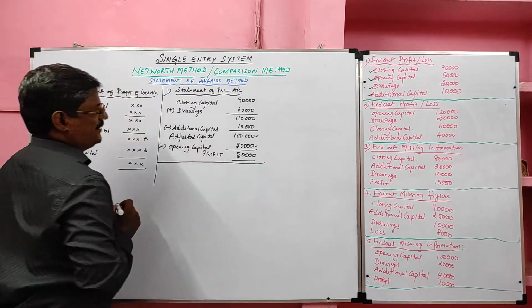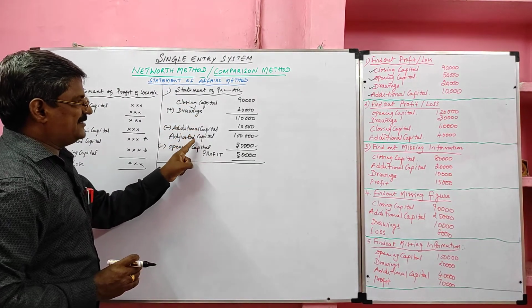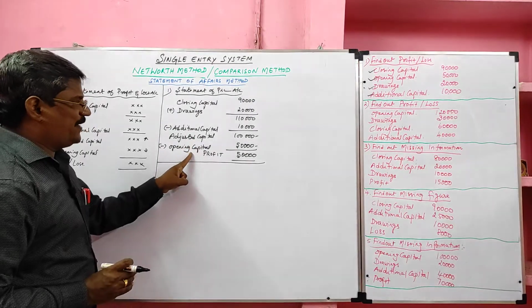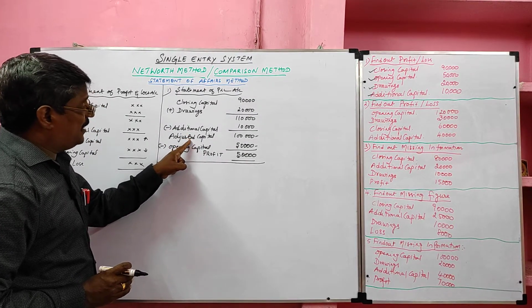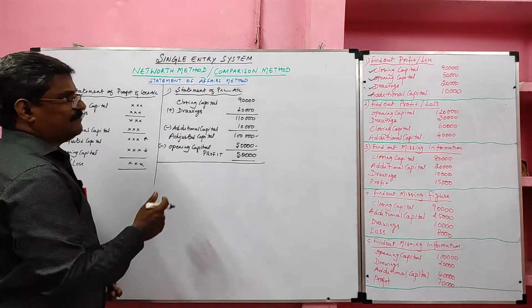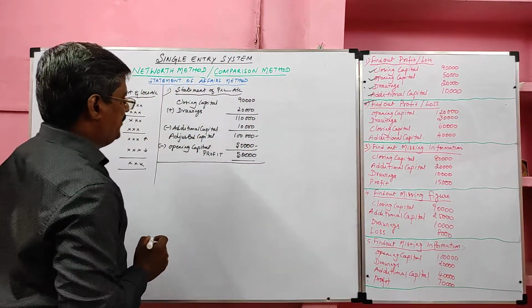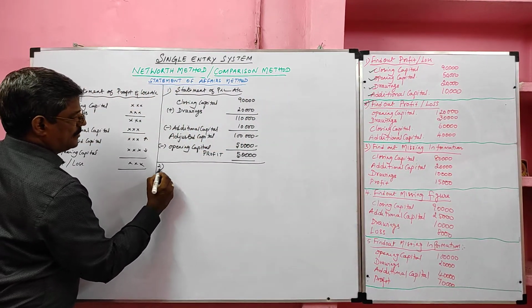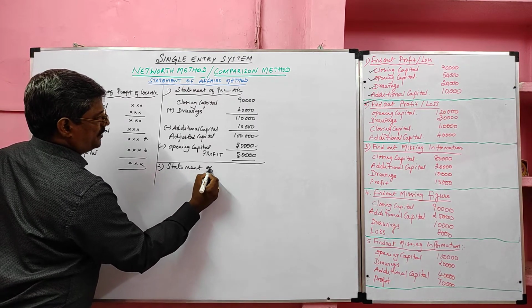Sum number 1 completed. Listen student, closing capital plus drawing minus additional capital, we will get adjusted capital. Then deduct opening capital and compare adjusted capital and opening capital. If adjusted capital is more than the opening capital, that is called profit. Then let me see sum number 2. Find out profit or loss. So we have to draw a heading like this: statement of profit and loss account.